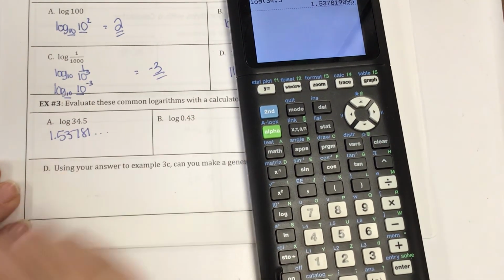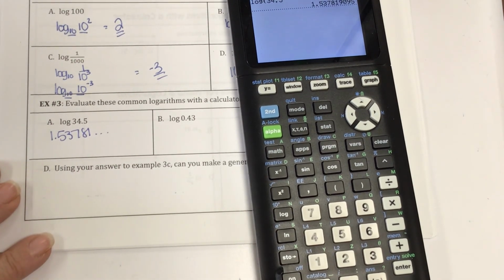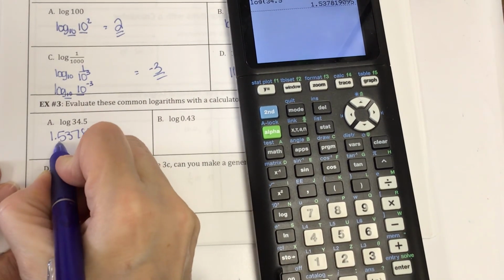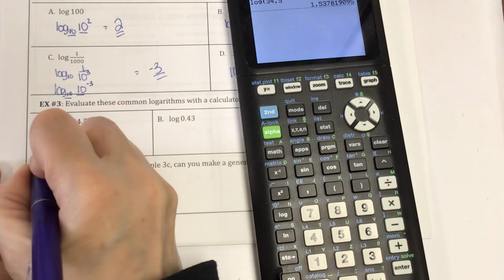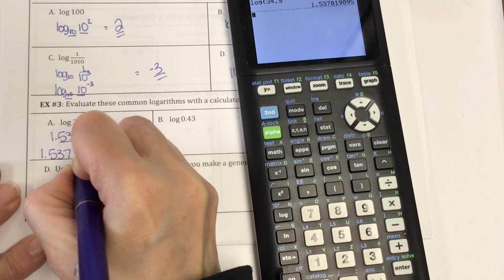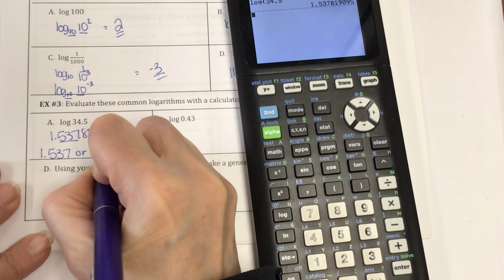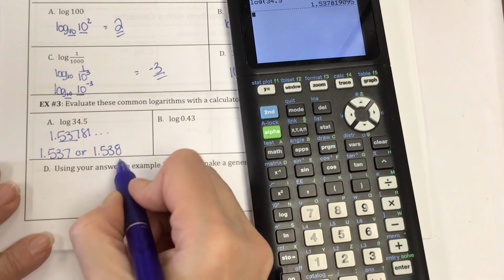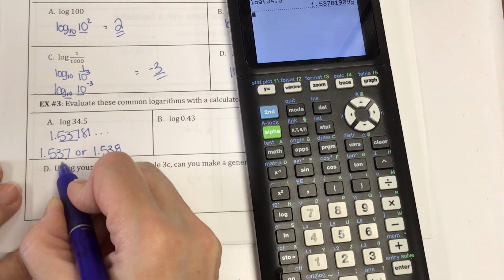I got 1.53781 and it just kept going, right? In this class, we're going to go to 3 decimal places. So I would accept 1.537 or 1.538. This is rounded, this is truncated, yes?